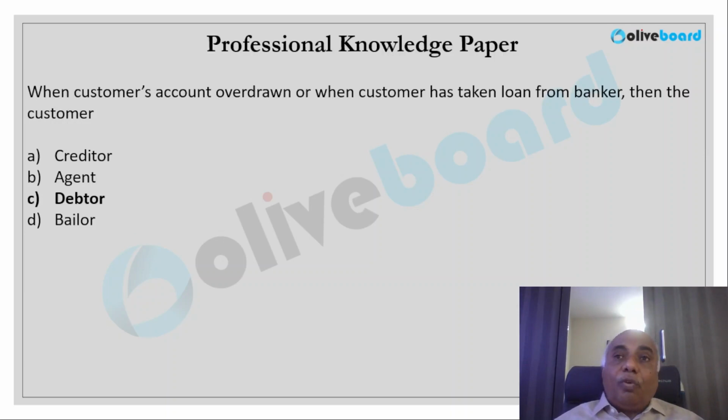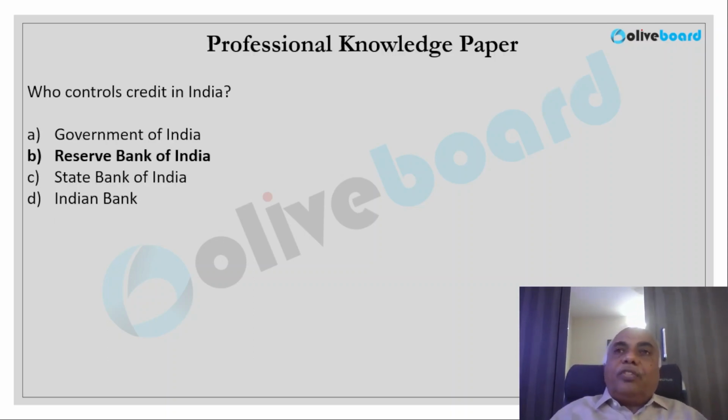When the customer account is overdrawn, then consider the savings bank account. A savings bank account should be in credit balance, but a loan account is overdrawn. Overdrawn means the customer becomes the debtor to the bank, and for the customer the bank is the creditor. So it is a debtor and creditor relationship. And who controls the credit in India? Even though banks are pumping loans and advances to the public by sanctioning them, that is called credit. This is also regulated by the Reserve Bank of India.